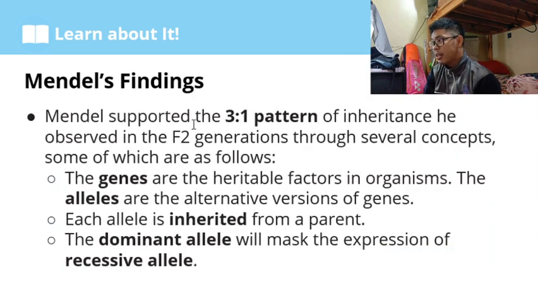So, Mendel supported the 3:1 pattern of the inheritance he observed in the F2 generation through several concepts. The genes are heritable factors in organisms. The alleles are the alternative versions of the genes. Alright, so we have your different terms here now.